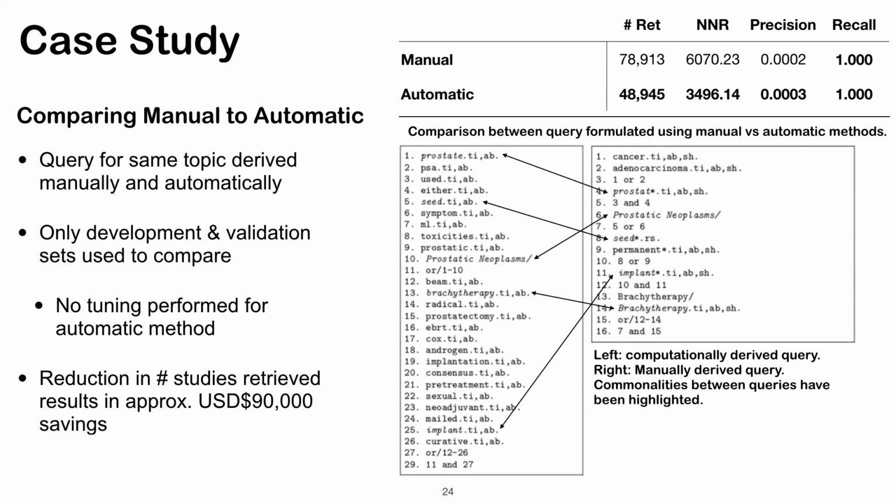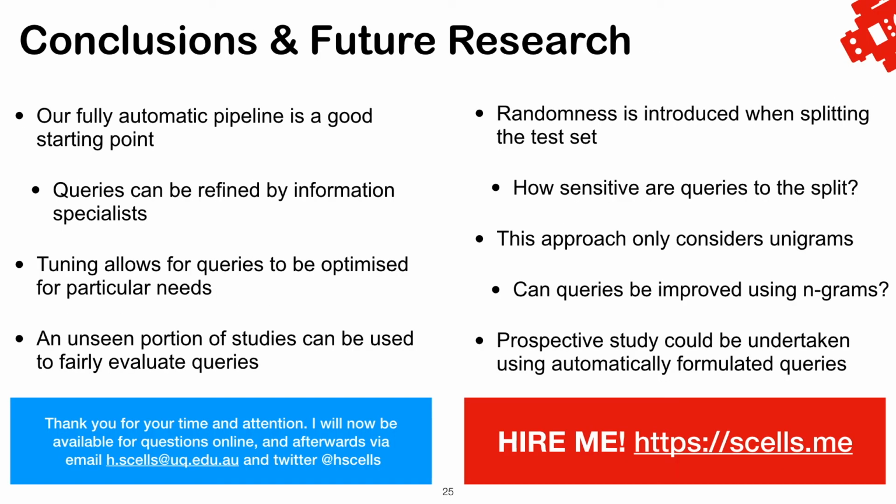To conclude, we suggest that our fully automatic computational adaptation of the objective method is a good starting point for information specialists. Furthermore, we suspect that our queries can be easily refined by information specialists rather than having them construct a query from scratch. All human bias from the objective method formulation process is removed with our computational adaptation.